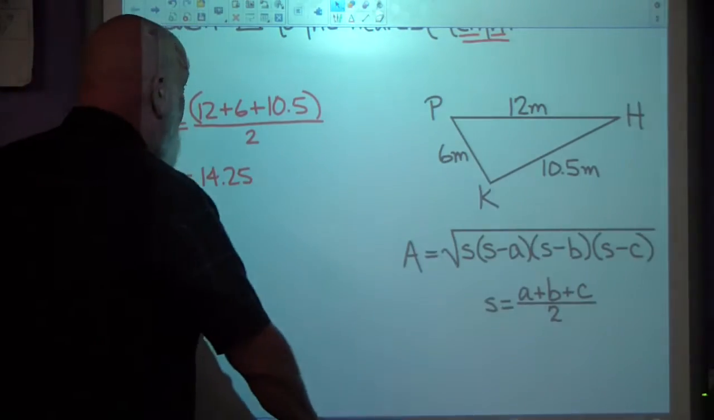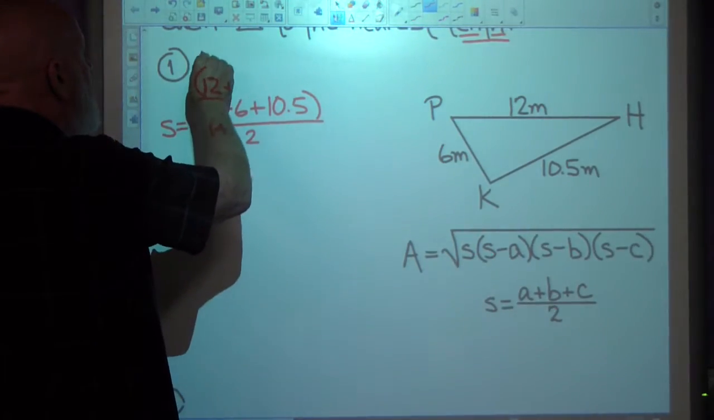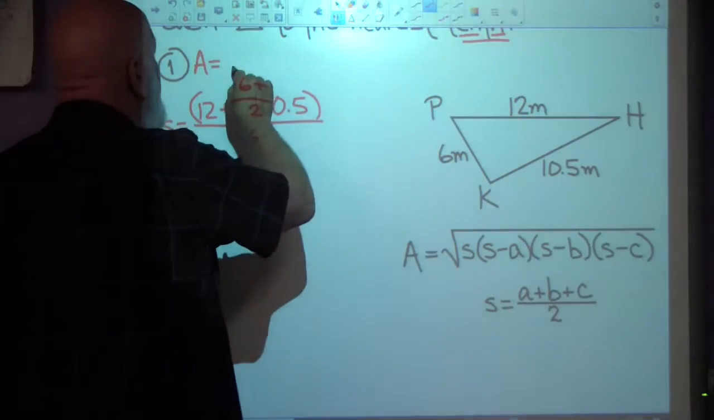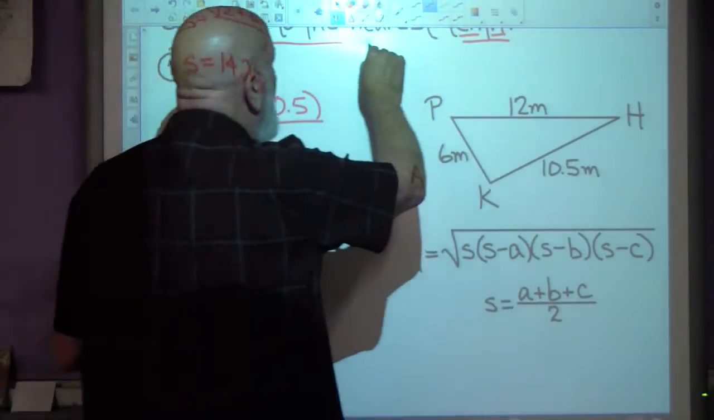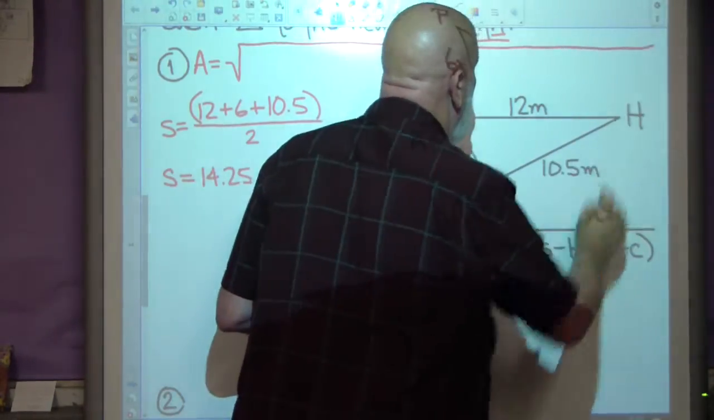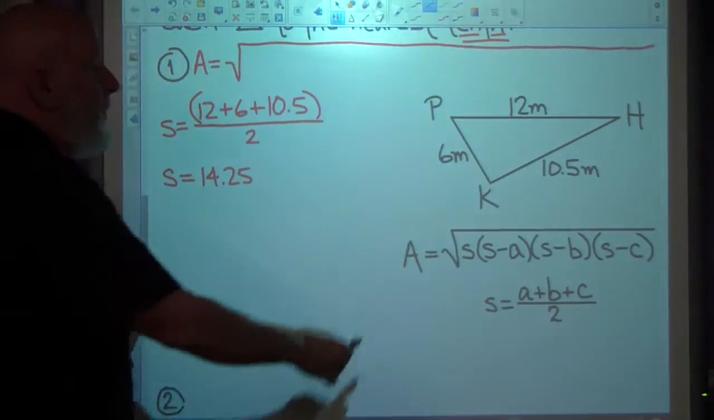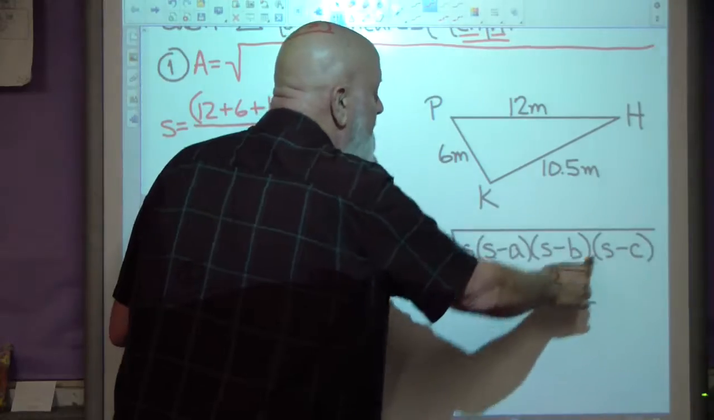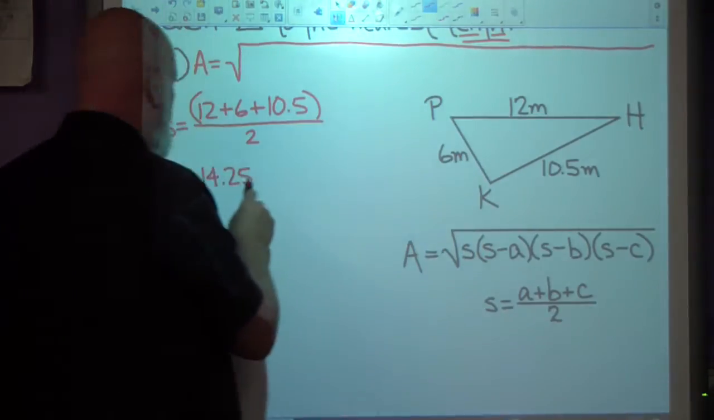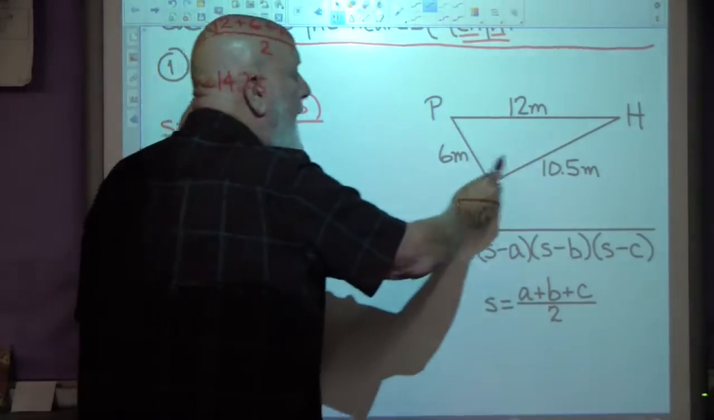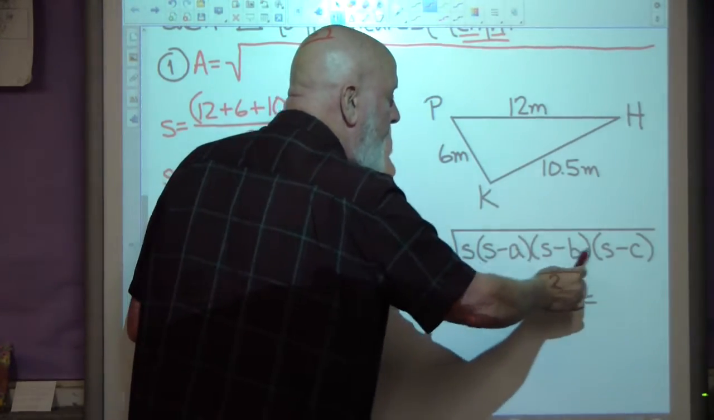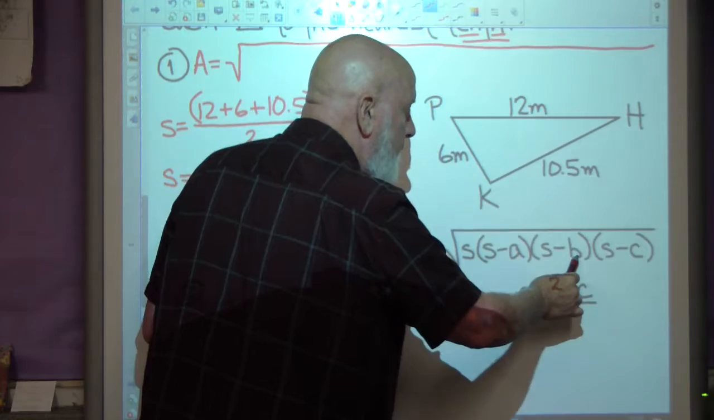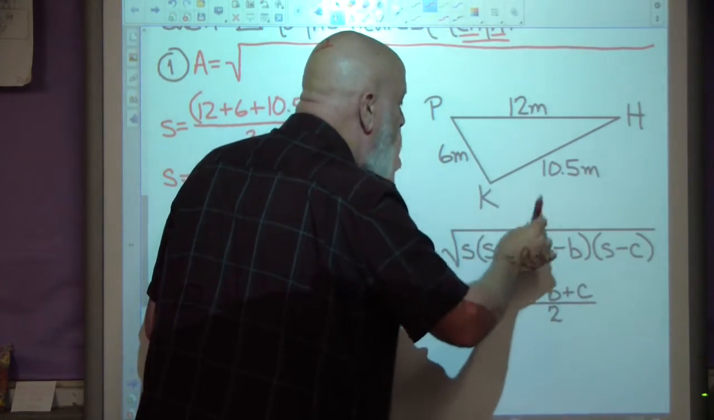Let's see, the area of this triangle is, make a big long square root symbol. And I'm going to plug all the values that I know into this formula. I just found S. And I already know A, B, and C. It doesn't matter where I put the A, B, and C. They got to go here, here, and here. One of them has to go here, the other one here, the other one here. Which one goes where doesn't matter.